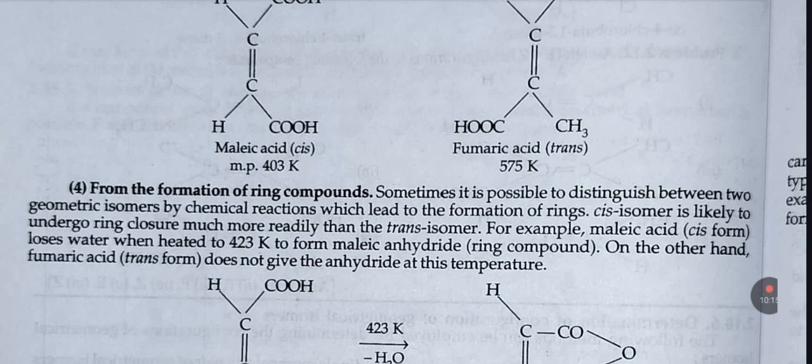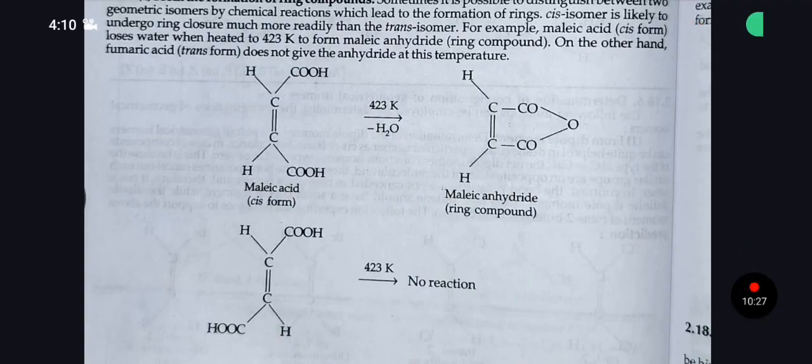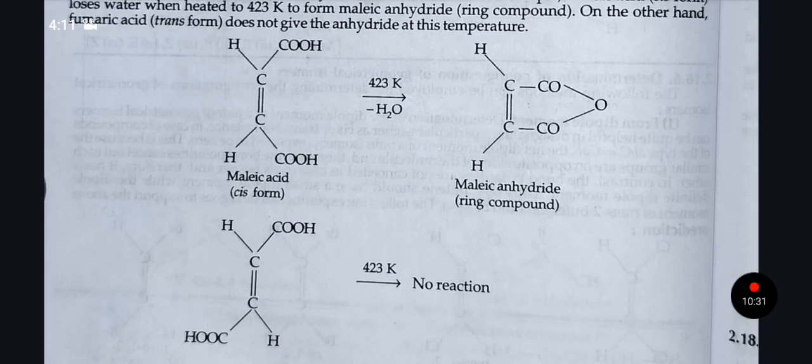chemical reactions which lead to the formation of rings. The cis isomer is likely to undergo ring closure much more readily than the trans isomer. For example, maleic acid loses water when heated at 423 Kelvin to form maleic anhydride, a ring compound. On the other hand, fumaric acid, the trans form, does not give the anhydride at this temperature.